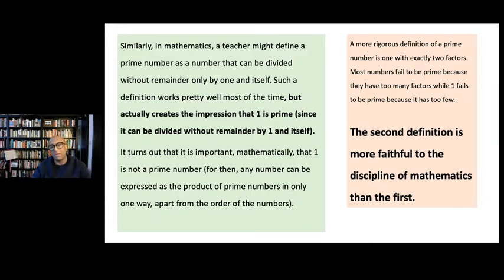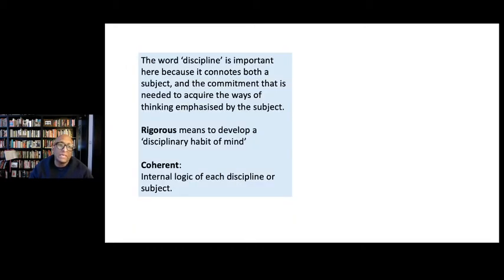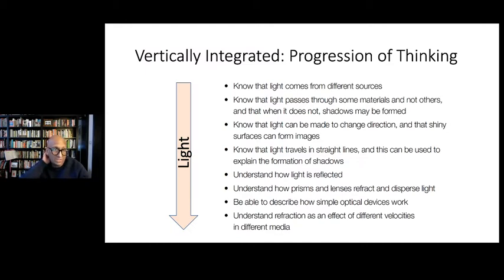Here we have that idea too, that we need to understand what the definition of our actual discipline is to make sure it happens. So he says the word discipline is important because it connotes a subject and a commitment that is needed to acquire the ways of thinking in the subject. It's rigorous because it's the disciplinary habits of mind. It's coherent because it's the internal logic of the subject. So he gives this example.